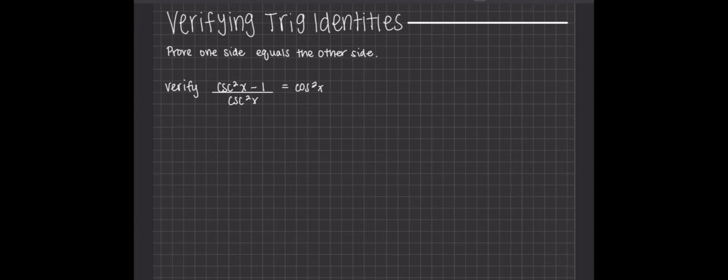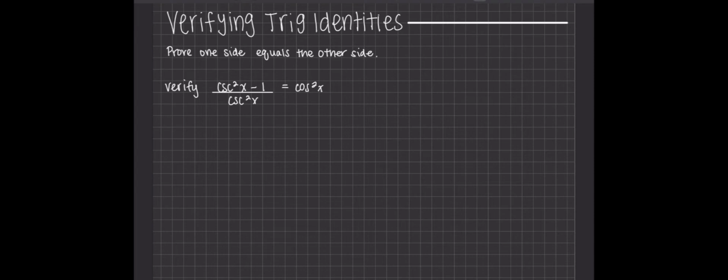When you're asked to, quote, verify an identity or prove an identity, you're being asked to show that one side of the equal sign equals the other side. And that's for all the variables. You're going to do this by manipulating only one side. So you get to pick the side that you want to work on.